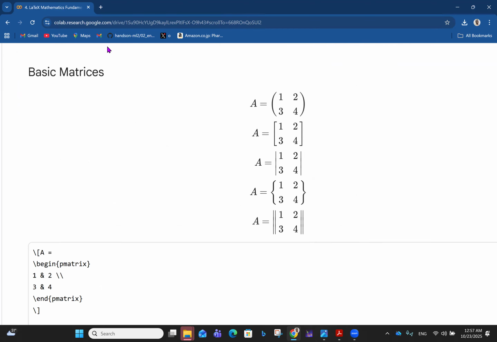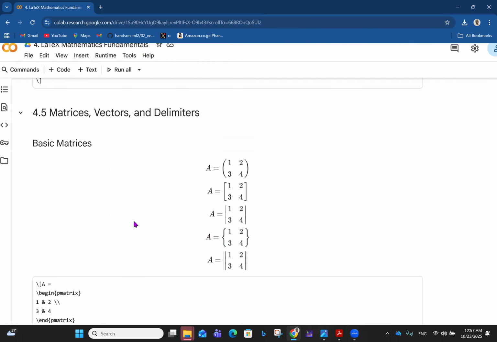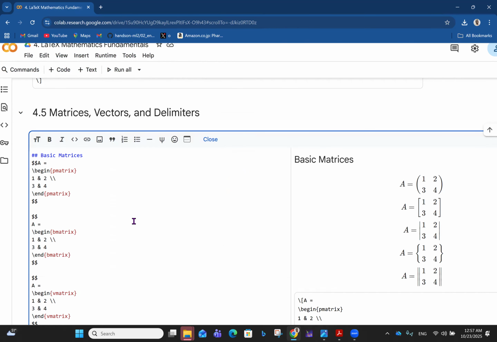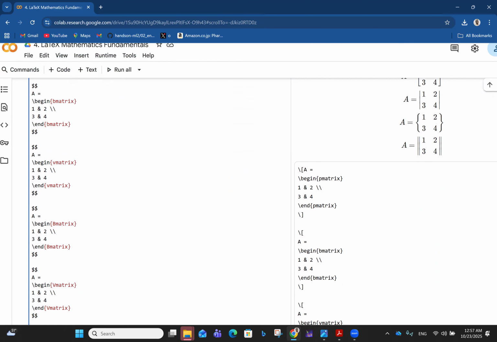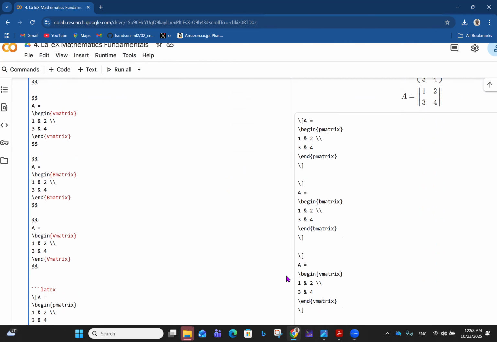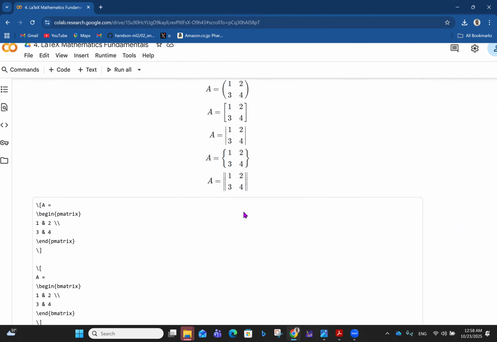So for matrices, this is what the dollar one can do. These are different types of matrices. If you talk about p matrix, that's normal parentheses. If you talk about b matrix, that's square brackets. If you talk about small v matrix, you're looking for the determinant of a matrix. If you talk about capital B matrix, you have this curly bracket thing. And if you have capital V matrix, it's more like you're looking for the norm of the matrix. All right, so that's how that goes.